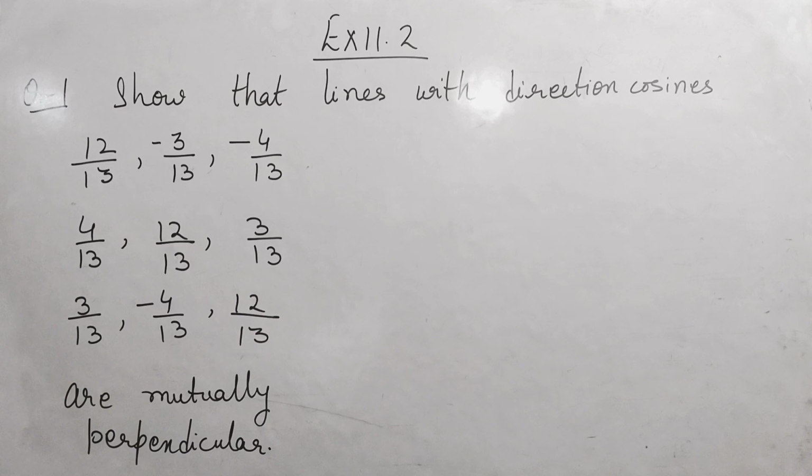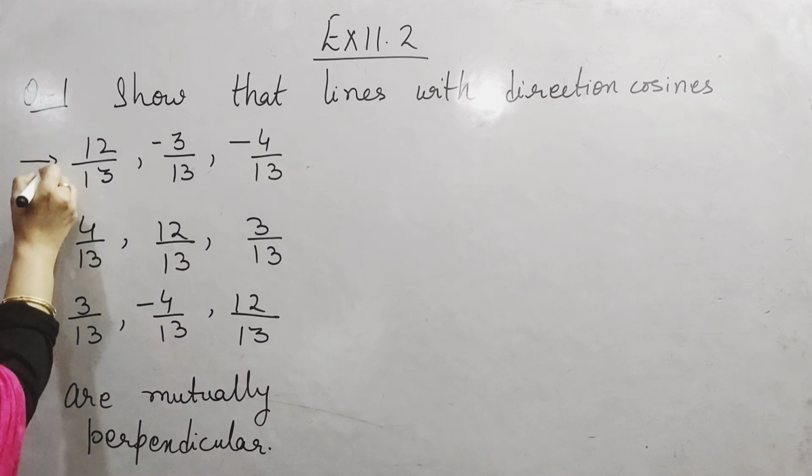Now this is the class 12th lesson. Name of the lesson is 3-dimensional geometry and exercise number 11.2. The first question we have in this exercise: show that the lines with direction cosines, these are given to us, are mutually perpendicular to each other.